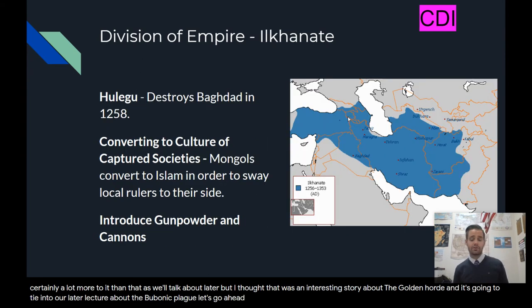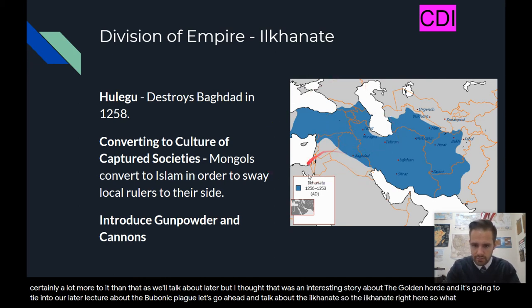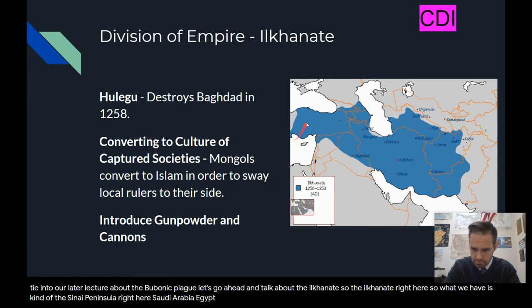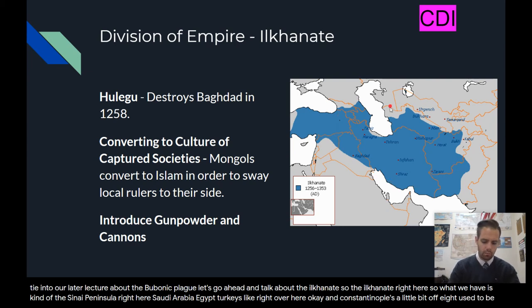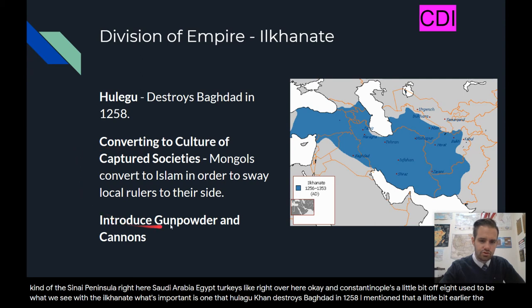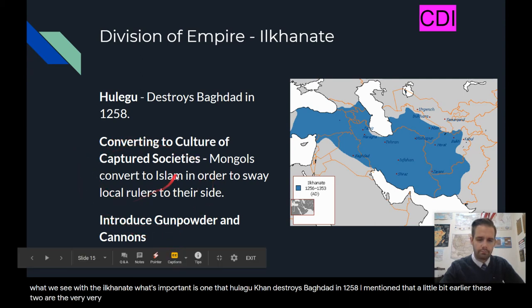Let's go ahead and talk about the Ilkhanate. So the Ilkhanate right here. What we have is the Sinai Peninsula right here, Saudi Arabia, Egypt, Turkey right over here, okay? And Constantinople is a little bit off the map. So this is where the Abbasid Caliphate used to be. What's important with the Ilkhanate is that Hulagu Khan destroys Baghdad in 1258. I mentioned that a little bit earlier. These two are the very, very important parts.